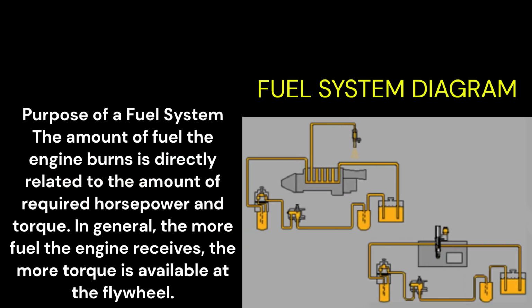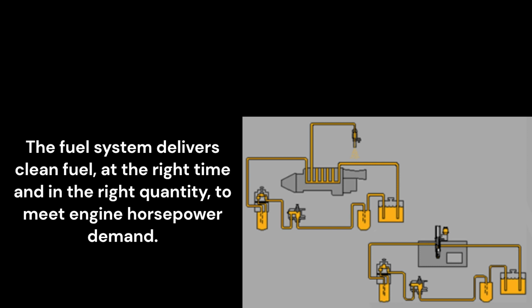Purpose of a fuel system. The amount of fuel the engine burns is directly related to the amount of required horsepower and torque. In general, the more fuel the engine receives, the more torque is available at the flywheel. The fuel system delivers clean fuel, at the right time and in the right quantity, to meet engine horsepower demand.